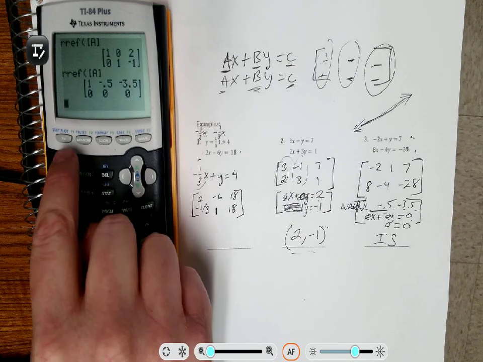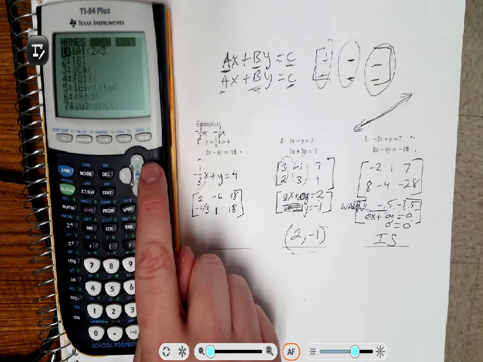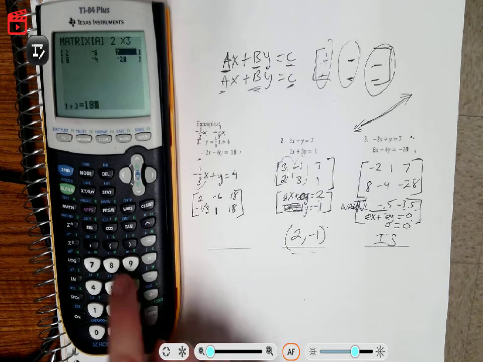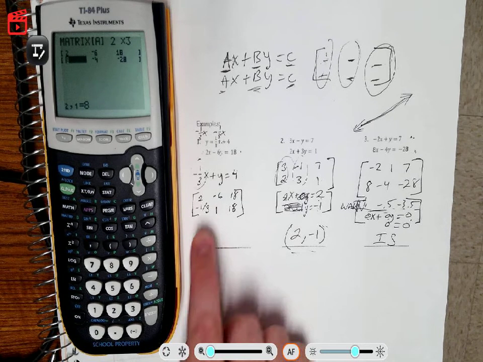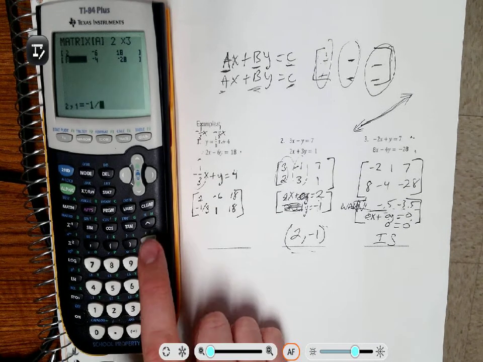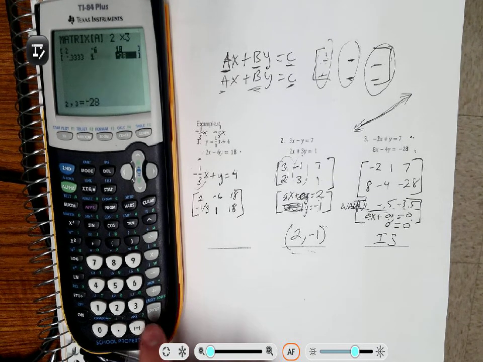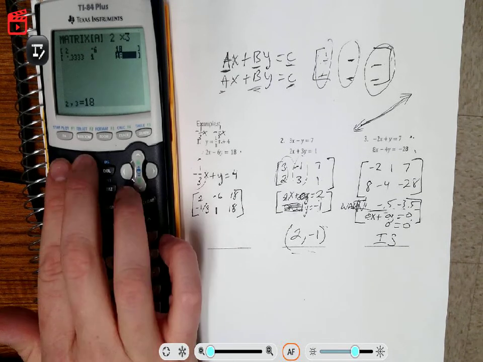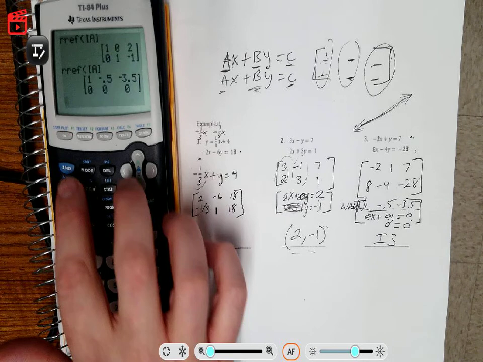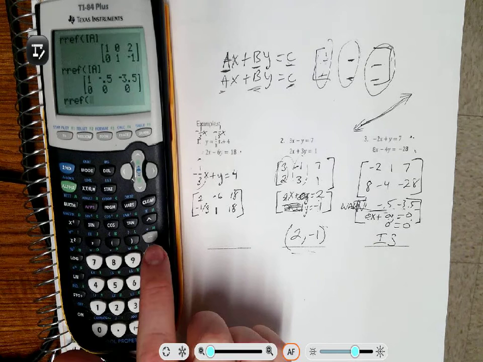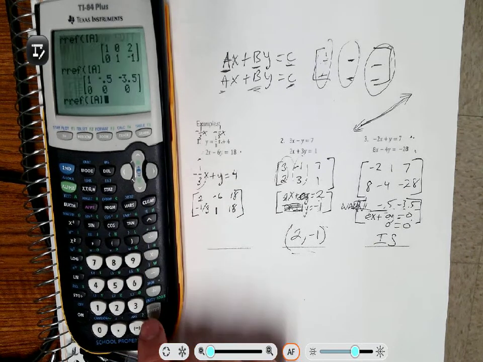We're going to hit second matrix, go over to edit, and edit our 2 by 3 matrix to say 2, negative 6, 18. And then negative 1/3, we're going to type it in negative 1 divided by 3. And then 1 and 18. All right. So now we're going to quit. And we're going to go back to matrix, arrow over to math, use the quit key, alpha apps, and then go back to matrix and select A.